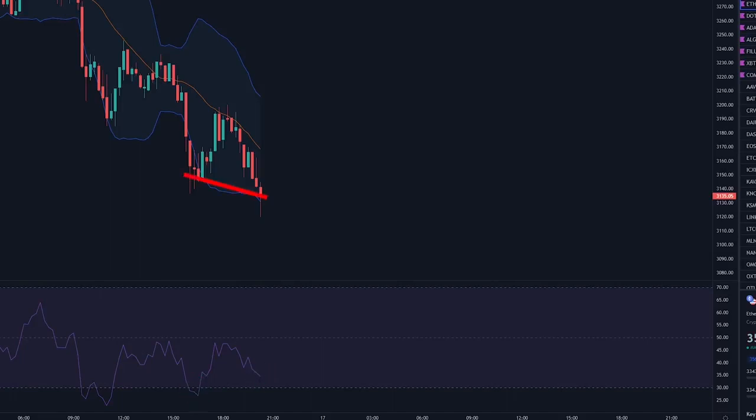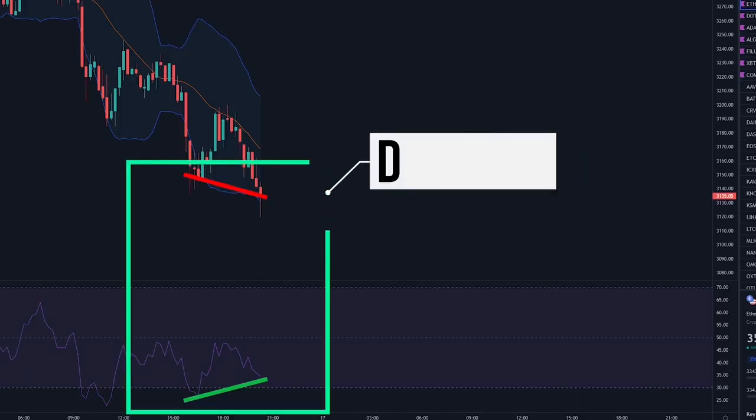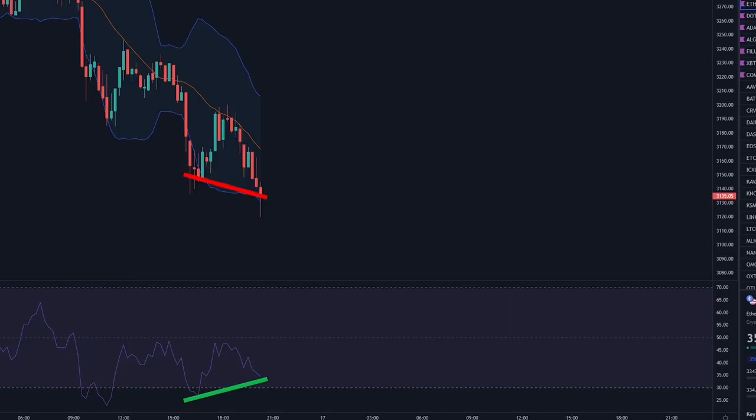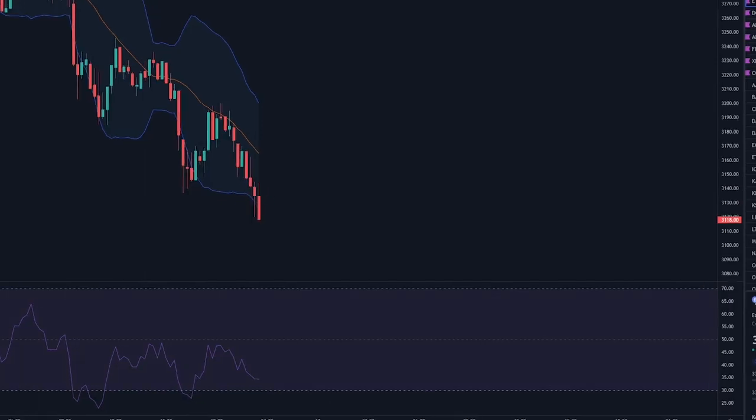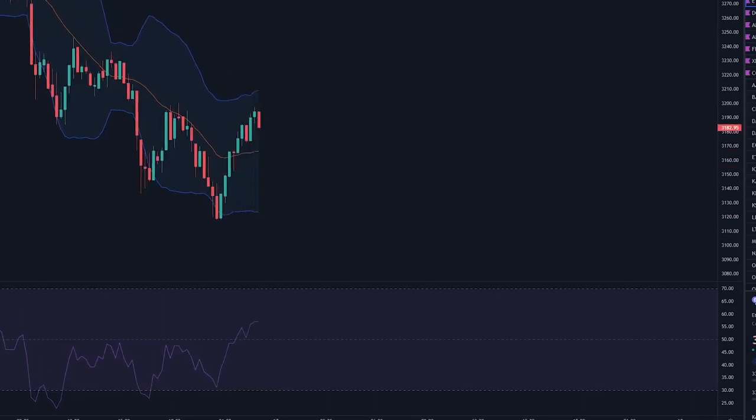So we have price making a lower low, but the RSI is making a higher low. This right here is called divergence, and it's an absolute great sign to enter a trade, especially if RSI was previously below 25 and the price went below the lower Bollinger Band. If this happens, there's an extremely great chance the price will reverse and make a new higher high.